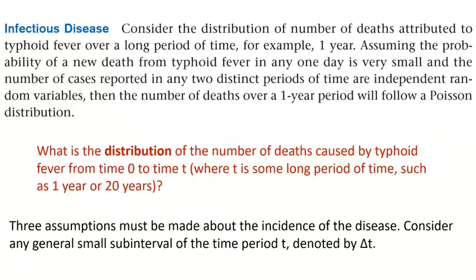So, consider any general small subinterval of time period t denoted by delta t. Meaning to say your longer period of time, 1 year or 20 years, is subdivided into shorter time periods or delta t's. Perhaps maybe per week or per month or even per day.